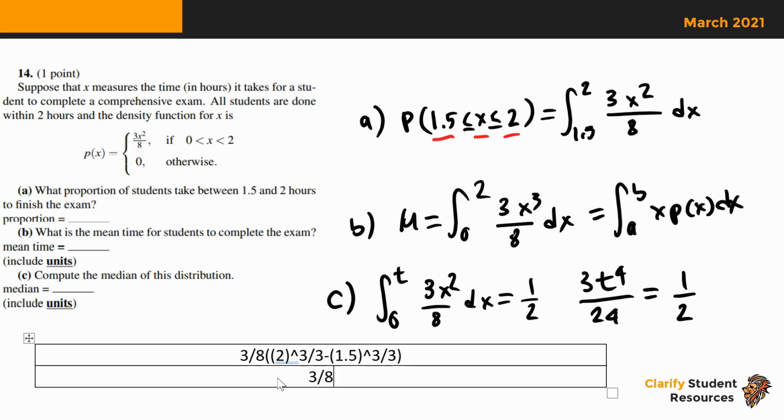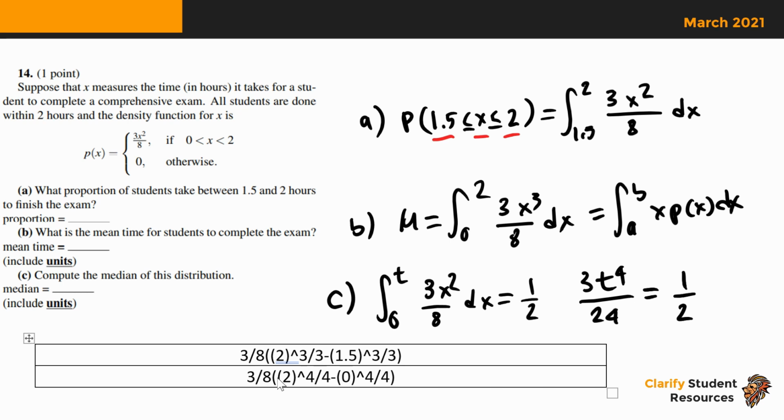We get 3 over 8, and then we type in our brackets, and then here, because it's x cubed, it's going to be something to the power of 4 over 4 minus something to the power of 4 over 4. And again, we're going to plug in our upper limit, and then we're going to plug in our lower limit. And then again, this is ready for Webwork to answer for us, so we don't have to simplify anymore after that.